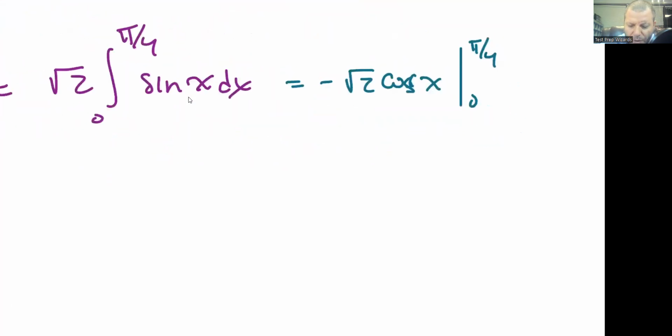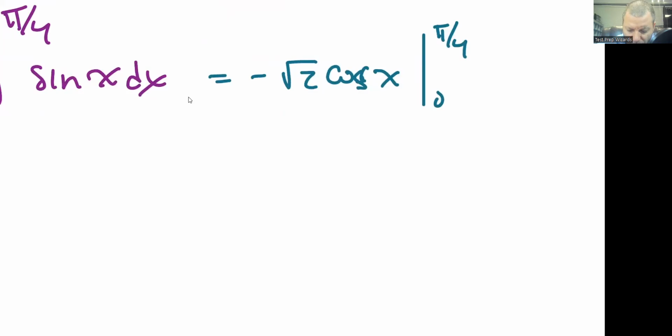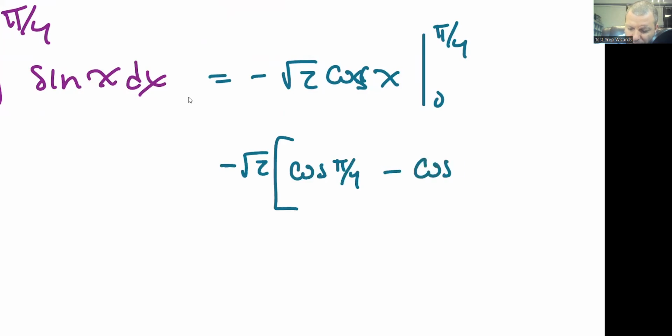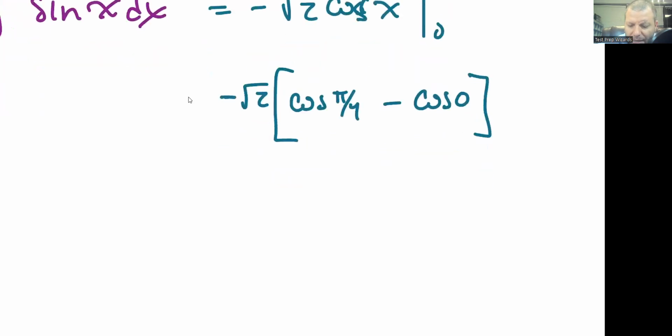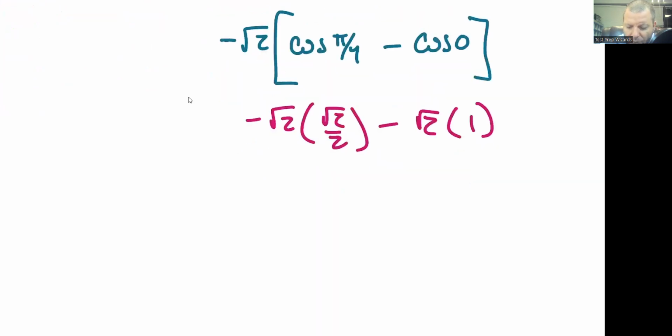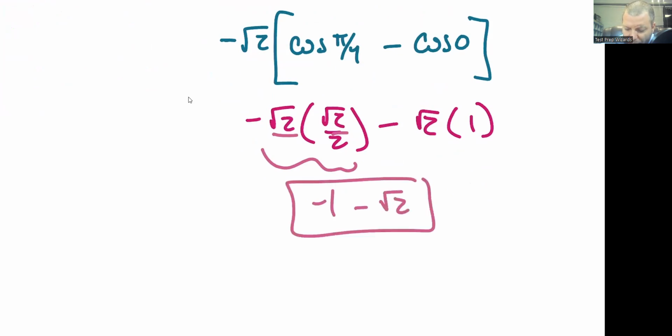And then we can just plug in what we know. So I have negative radical 2 times the cosine of pi over 4, which is just rad 2 over 2, minus the cosine of 0, which is just 1. So I get negative root 2 times root 2 over 2 minus root 2 times 1. So this is going to be radical 2 times radical 2 is just 2. So we're going to get negative 1 here minus root 2. So that should be our definite integral.